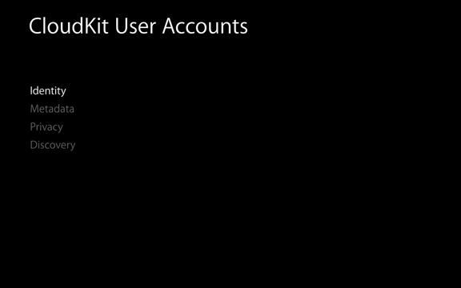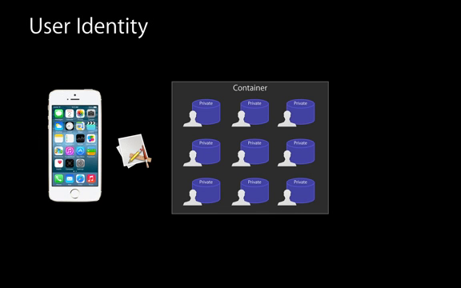First of all, we're going to talk about identity. So here's our model. We've got our client, our application running on the client, and all of these different users and their private databases up in the container. Your specific client is going to be linked to one and only one of those users. This is related to the user that's logged in via iCloud locally on your device.